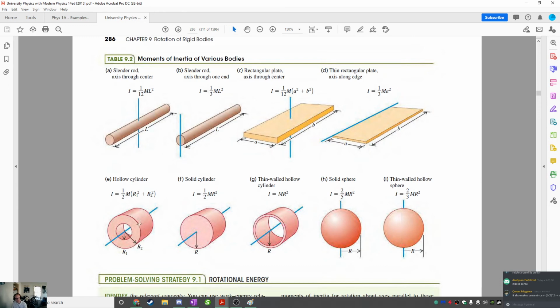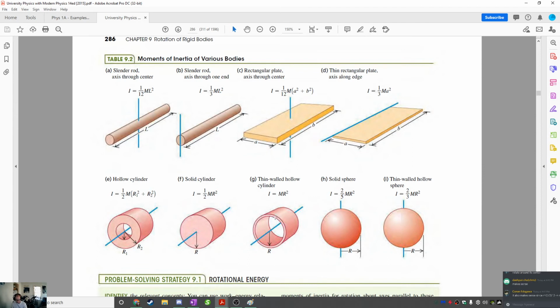And then hollow cylinder, solid cylinder, thin-walled cylinder. These two are the ones you're going to see show up the most in your problems: solid cylinders and thin-walled cylinders. So a solid cylinder has a moment of inertia of 1/2 mr squared. We're going to use this in one of the problems we do today. And then a thin-walled cylinder has a moment of inertia that is twice as big, this hoop right here.